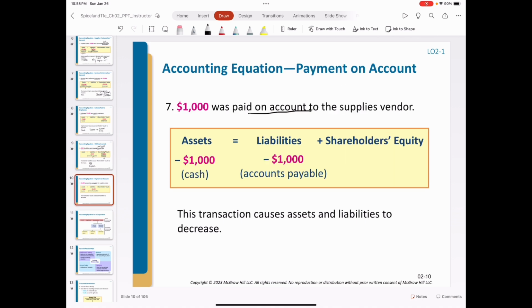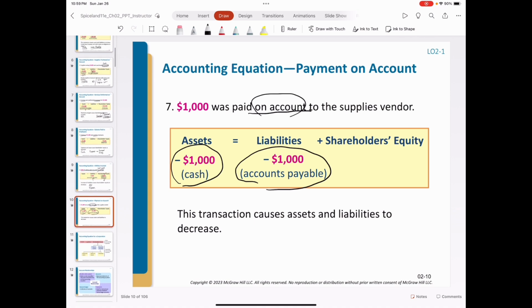This $1,000 was paid on account to the vendor. This transaction implies this is a payment to the vendor, so there will be a $1,000 cash outflow. This payment is for the prior transaction on account. This payment is not for a purchase. It is to pay off prior accounts payable. So accounts payable reduces $1,000. Both sides reduce $1,000. The accounting equation is still balanced. The balance sheet is still balanced. So actually, number 7 is related to the prior transaction. This one.